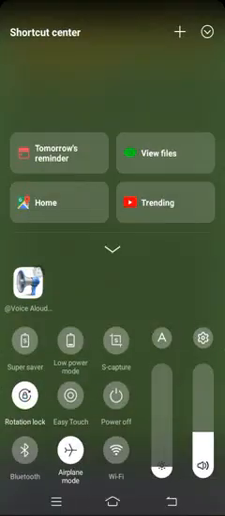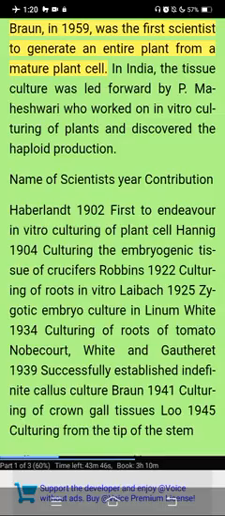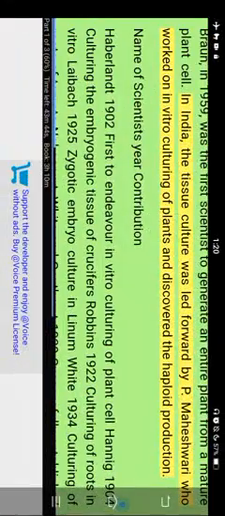Braun, in 1959, was the first scientist to generate an entire plant from a mature plant cell. In India, tissue culture was led forward by Panchanan Maheshwari, who worked on in vitro culturing of plants and discovered haploid production. Name of scientist, year, contribution.